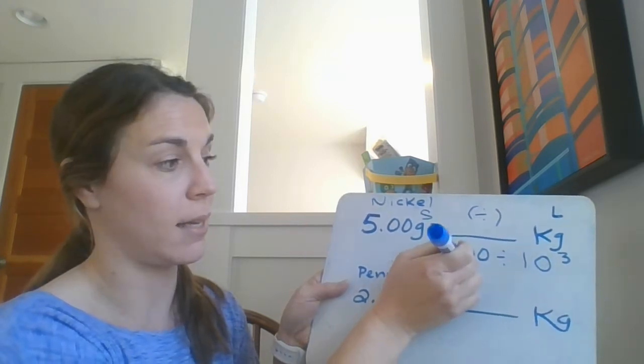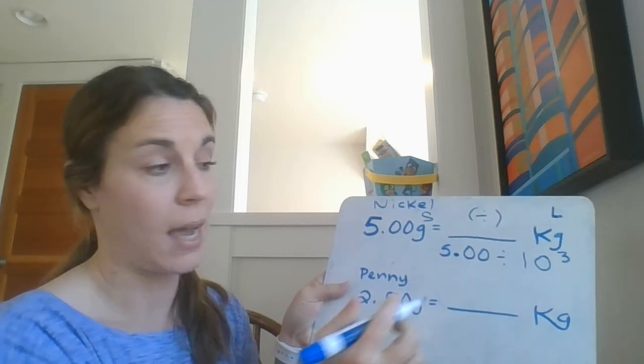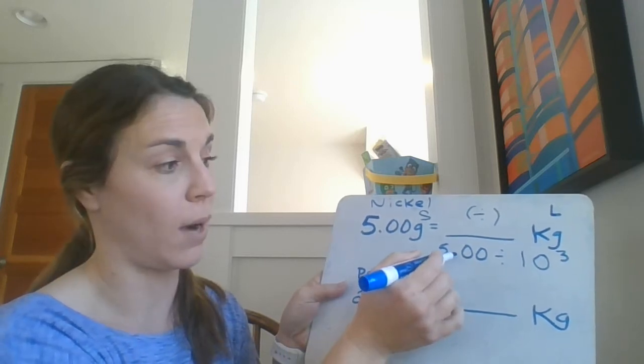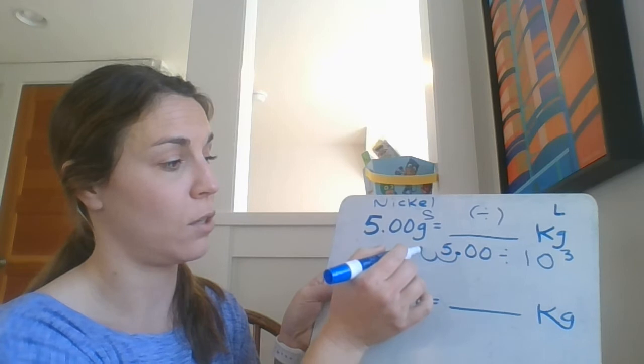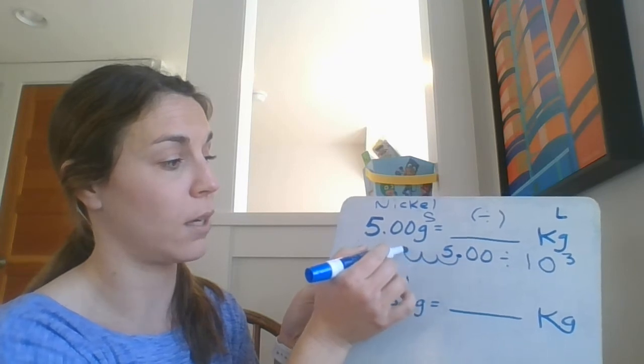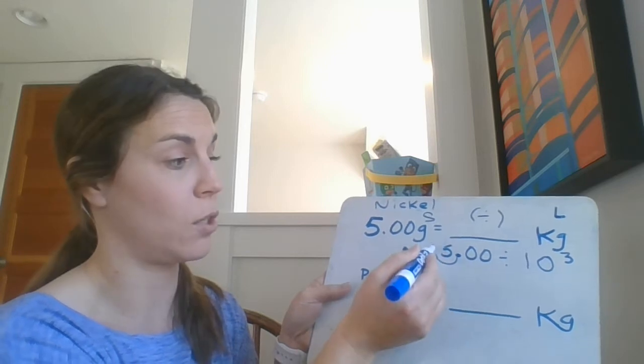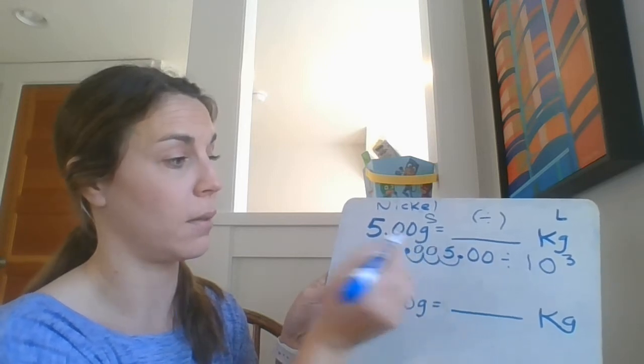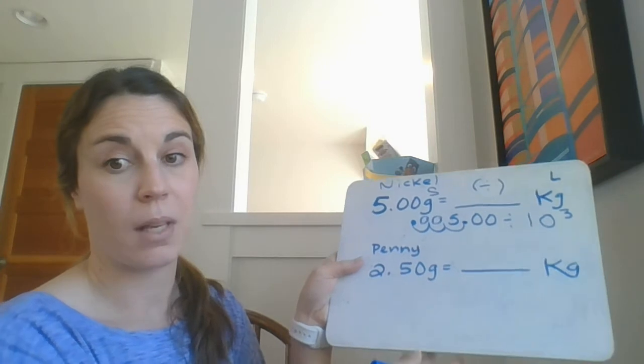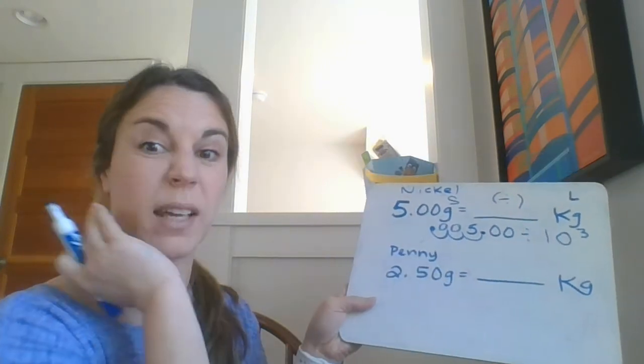So I'm going to take this. So here's my decimal. And I'm going to shift it 3 places to the left. So 1, 2, 3. Now it's going to look like a lot of zeros. So how many zeros am I going to need to put here? I'm going to put 2 zeros. Okay, so we'll kind of leave that for right now.